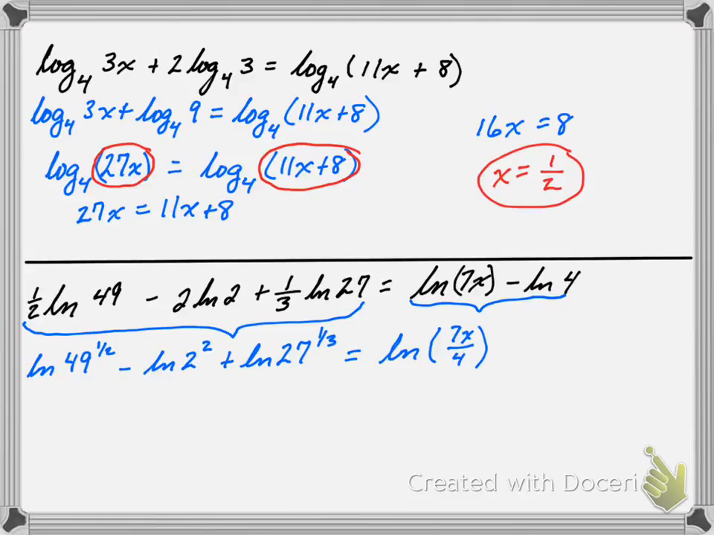Now we can simplify each of these a little bit here, so let's go ahead and take care of that. 49 to the 1/2 power, that means square root of 49, that is 7. 2 squared, that's 4. 27 to the 1/3 power means cube root of 27, and that is 3.